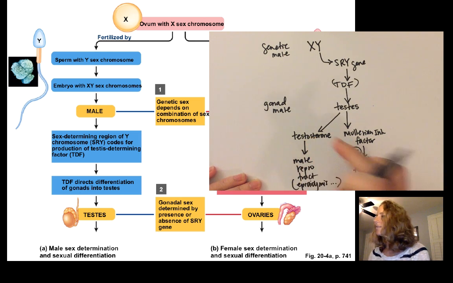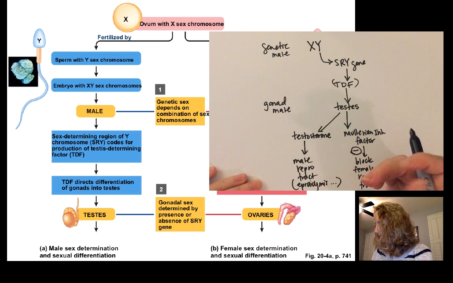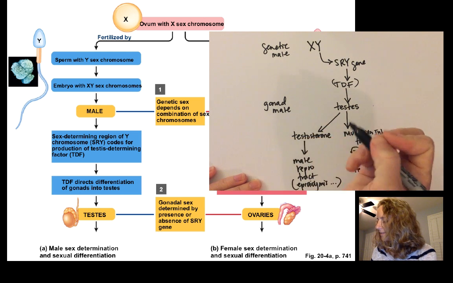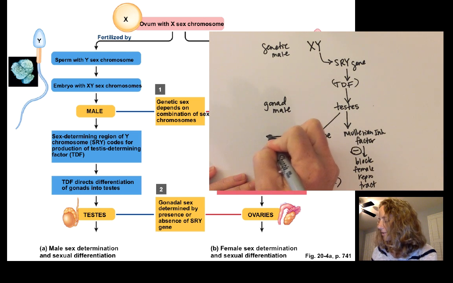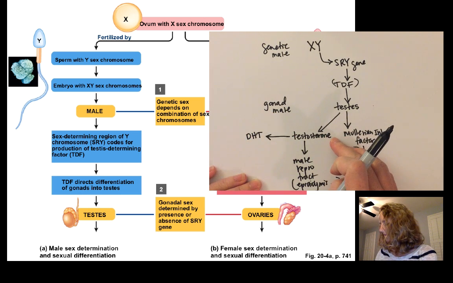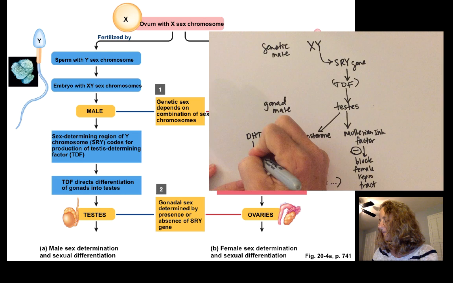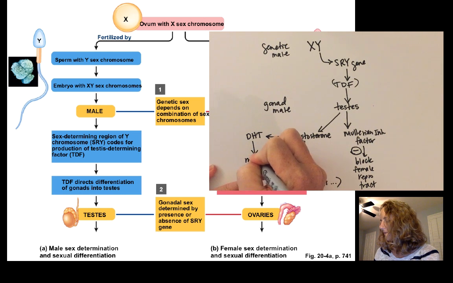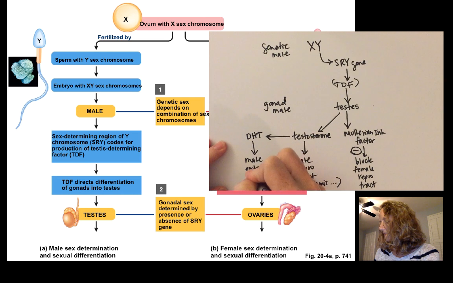And in addition to the testosterone, we also from that need to make functional DHT, or dihydrotestosterone, which will give external, male external genitalia, and that is penis, etc.